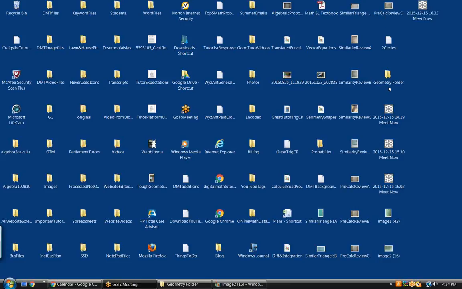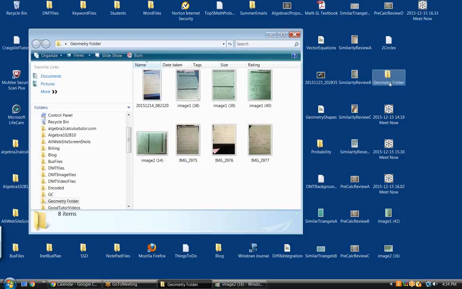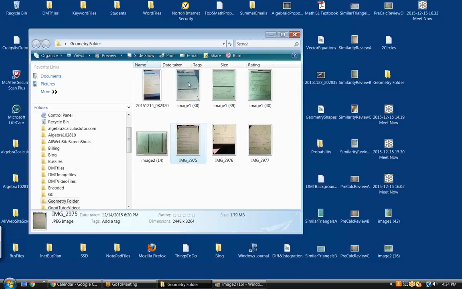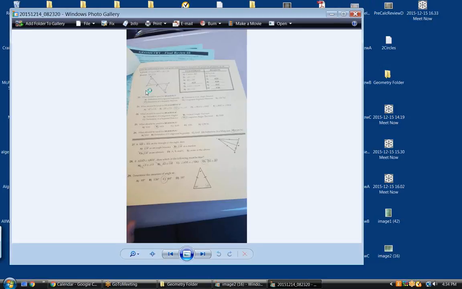I've never seen a two-column proof multiple choice question before. Let's see if I can find it in these documents here. Oh boy, that may be easier said than done. Let's see. That's not it. Let me just click real quick on it. Here it is.